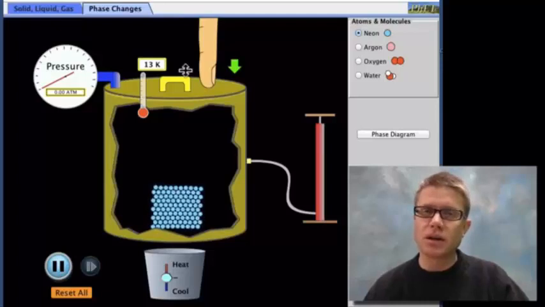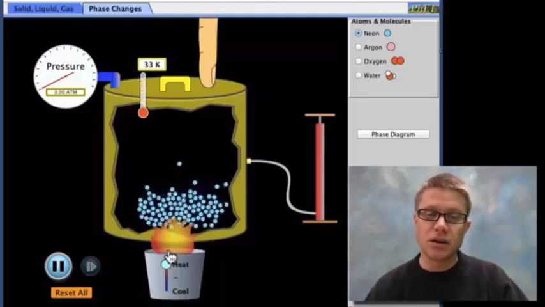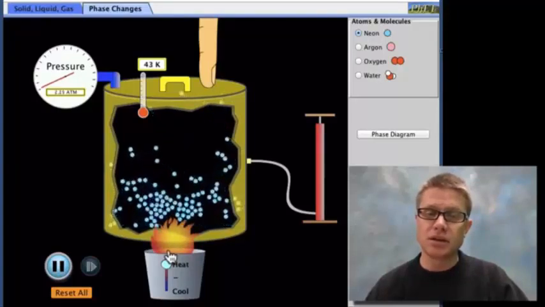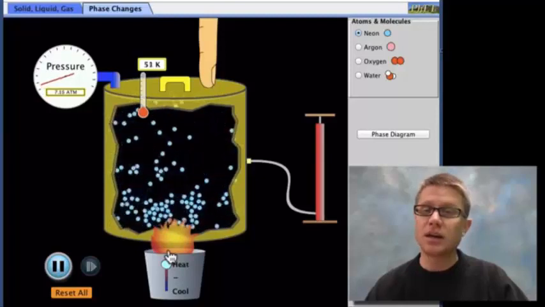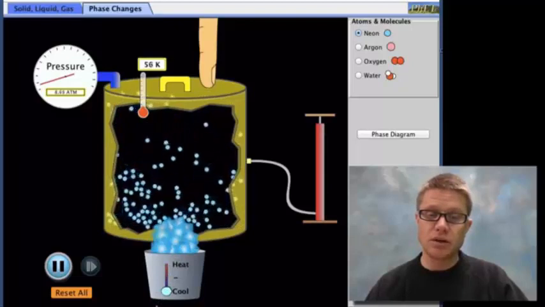For example, what things are going to change us from one matter to another? Well, let's look at what happens if we start to heat up the neon. As we start to heat up the neon, or add heat to it, it's going to start turning, first of all, into a liquid. And then if we keep heating it, it's eventually going to turn into a gas. And so as we add temperature, we can change it from one phase to another.